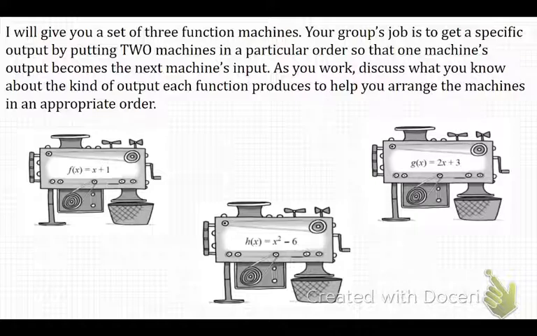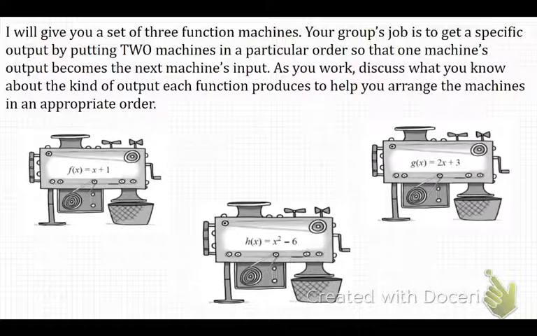I will give you a set of 3 function machines. I printed these function machines out and had them laminated for your groups, so there are 3 sets for each group. You're going to work together, but I made multiple sets so that you can each see what's happening. Your group's job is to get a specific output by putting 2 machines in a particular order so that one machine's output becomes the next machine's input. Now that's a long sentence. You're like, Miss Audette, I'm already lost.